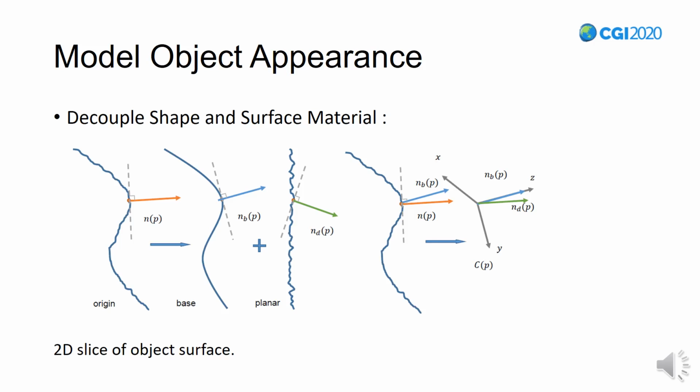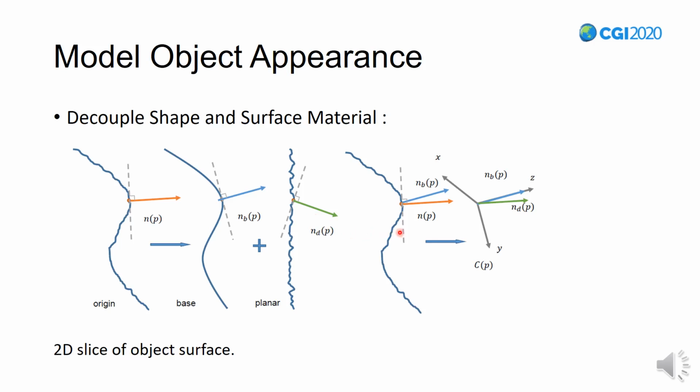Then let's have a look at a 2D slice of the object surface. Origin means the original object surface. At point P, we have the normal vector, illustrated in orange. We want to decompose the original shape into base shape and planar material samples. In the base, normal NBP is related to large-scale geometry variance. In the planar samples, the normal vector NDP is only related to the material itself.